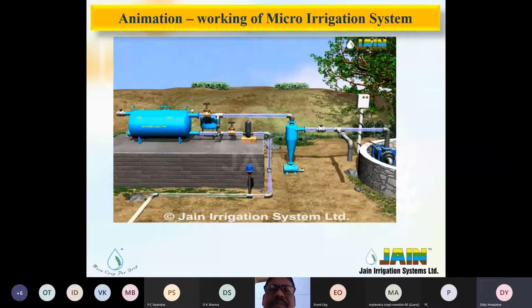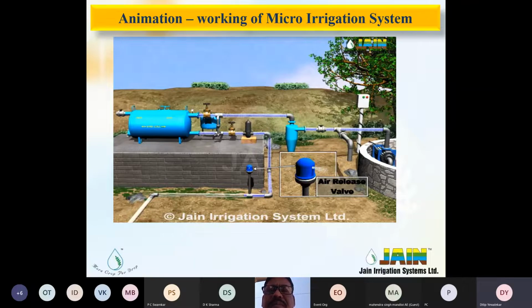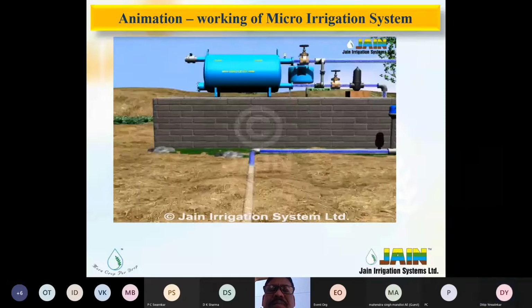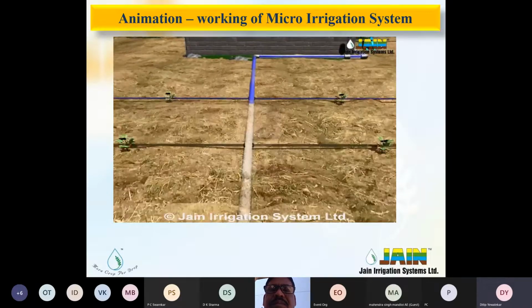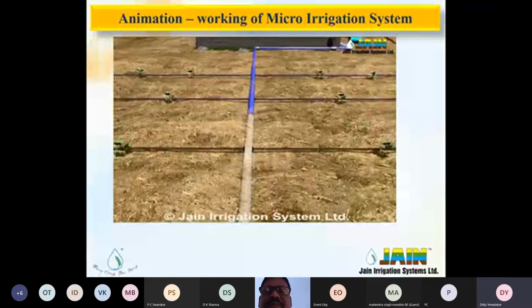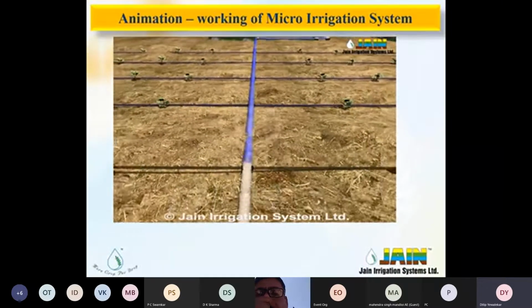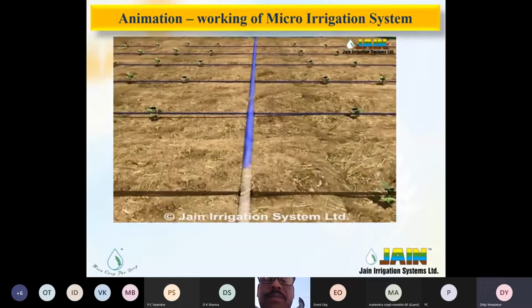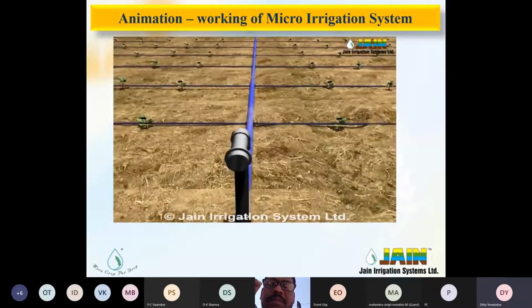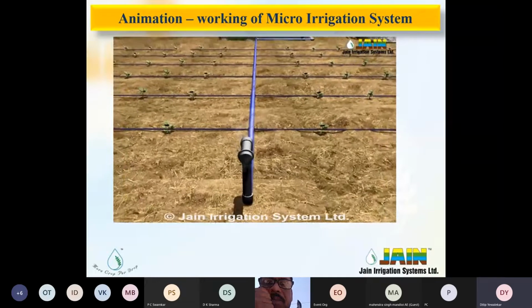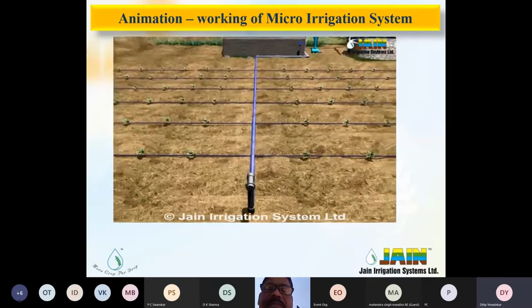Here you can see the water moving in the pipeline. In this system, there are some auxiliary units like the air release valve, control valve, non-return valve, and pressure relief valve. These valves are required to monitor the pressure and flow in the system. Finally, water is delivered to the plant in the form of drops near the root zone. This is the working model of the drip system, how it works.